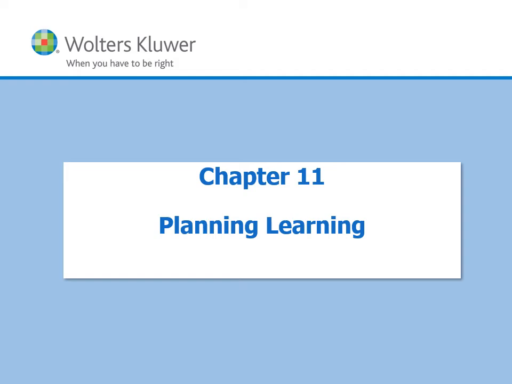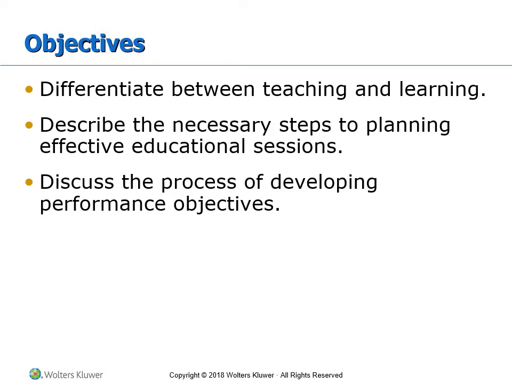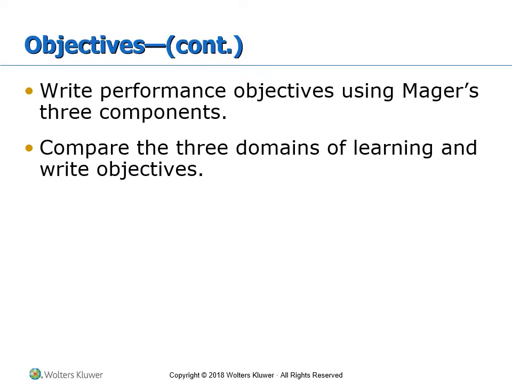In this chapter, we'll discuss planning learning. So the objectives for this chapter: we want to be able to differentiate between teaching and learning, describe the necessary steps to planning effective educational sessions, discuss the process of developing performance objectives, write performance objectives using Mager's 3 components, compare the 3 domains of learning, and how to write objectives for each of those domains.